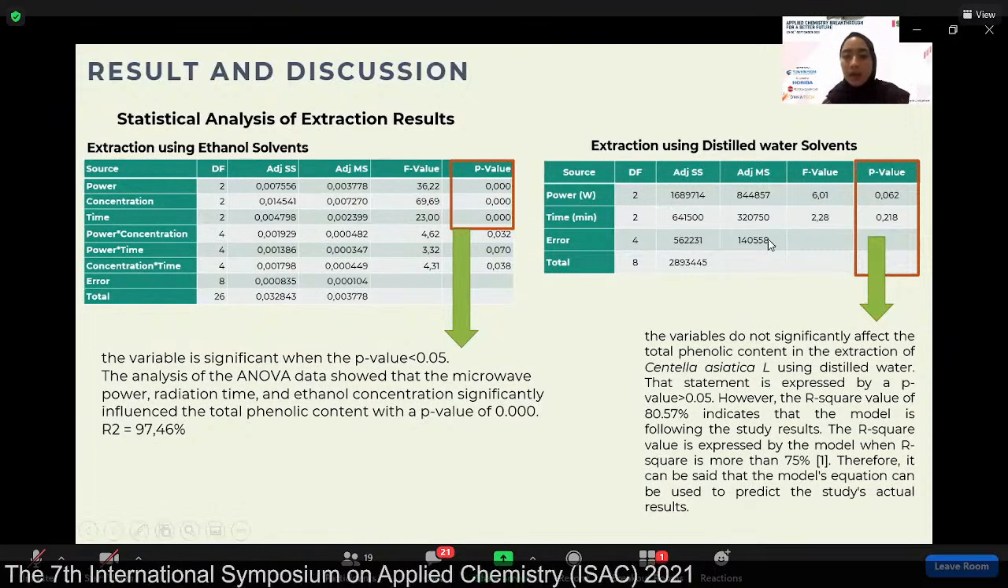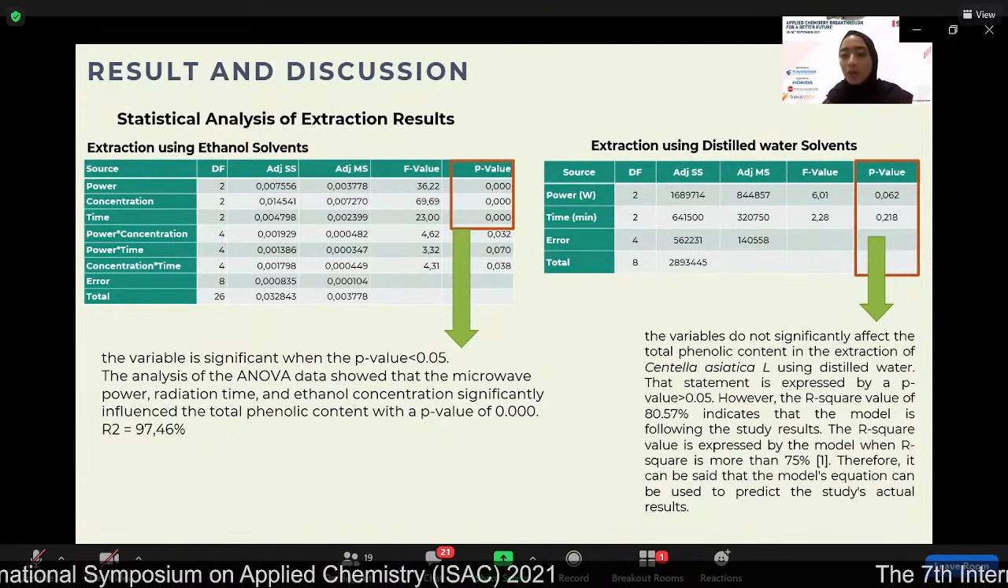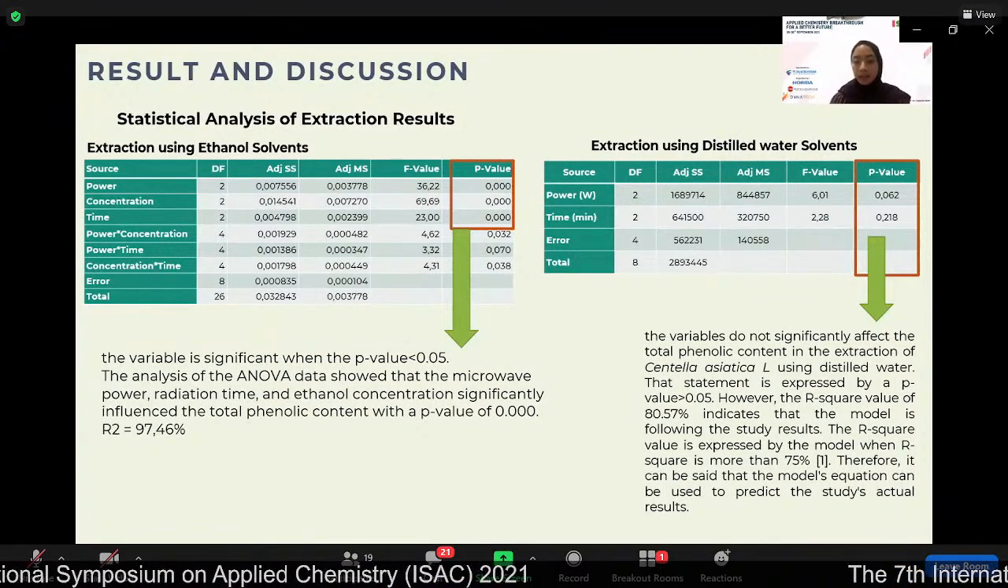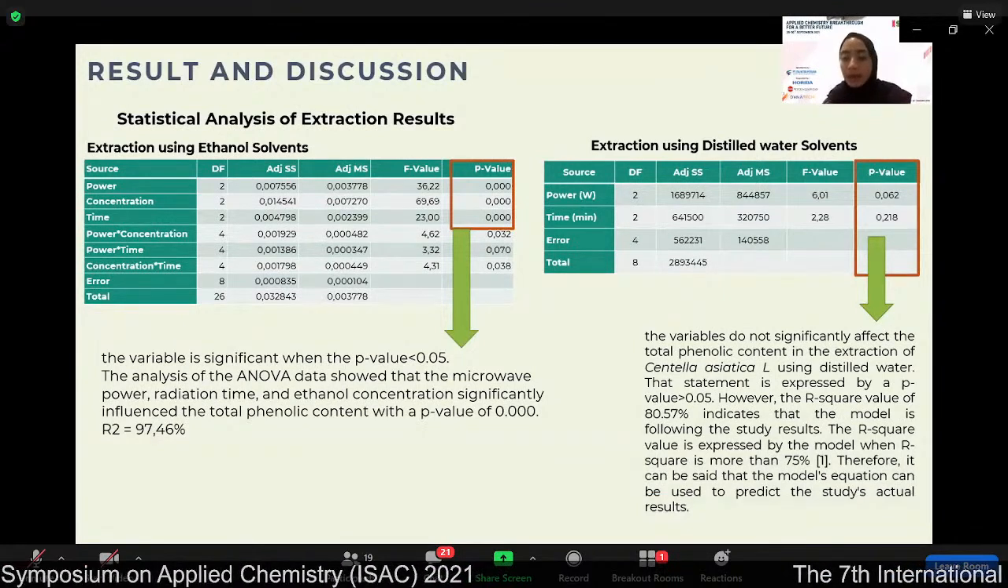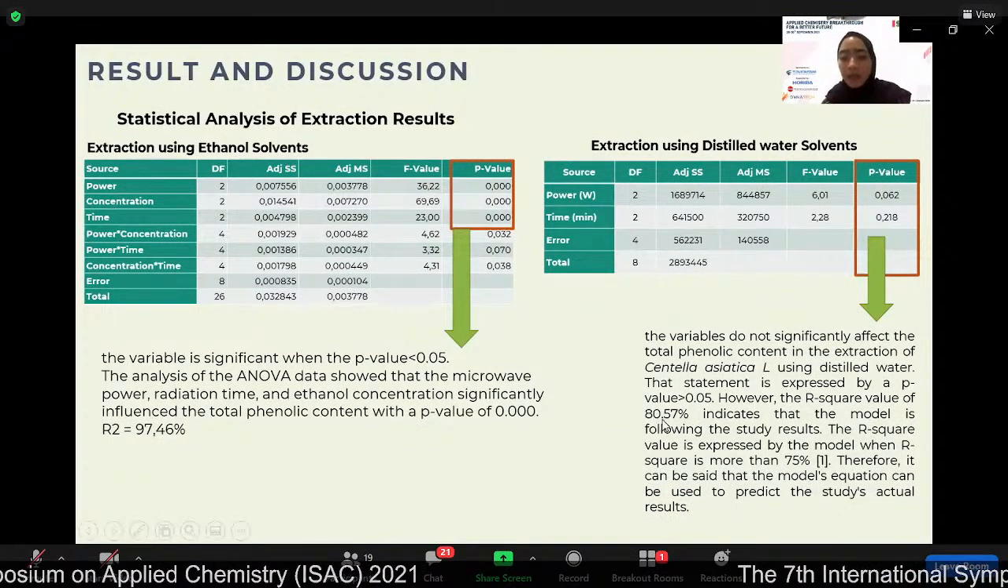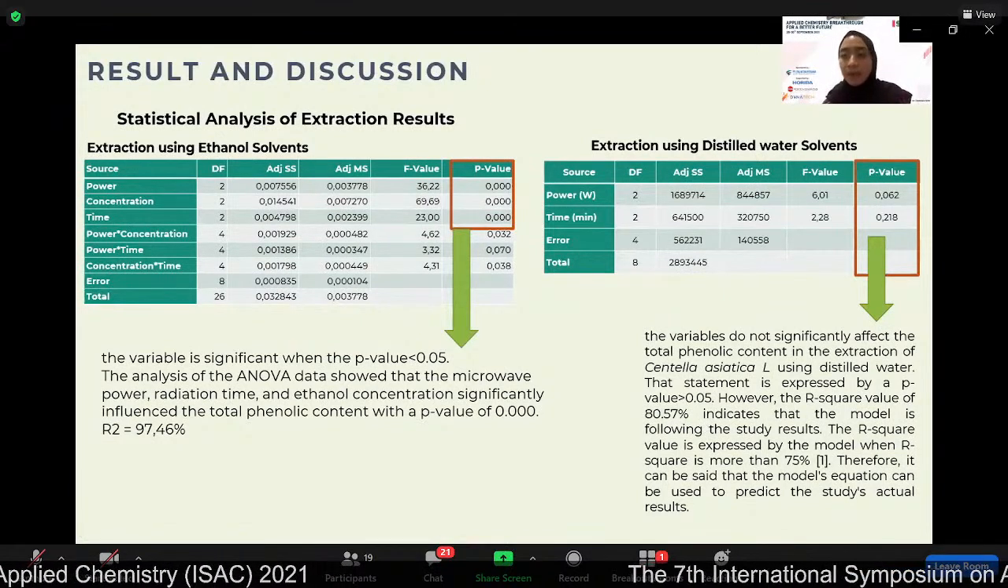And this is the analysis for the distilled water solvent. We can see the p-value is more than 0.05, so the variables do not significantly affect the response. But the R-square value is 80.57%. That indicates the model is suitable for the experiment.